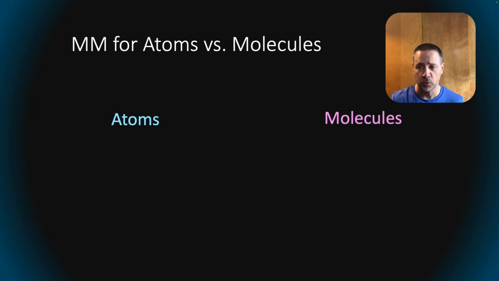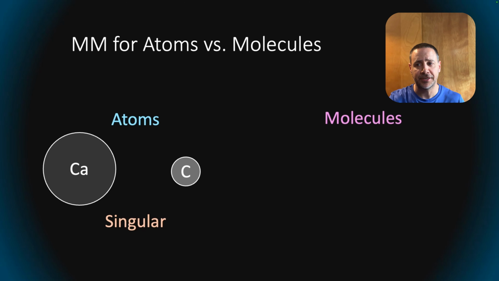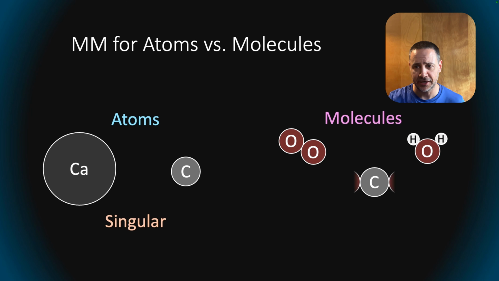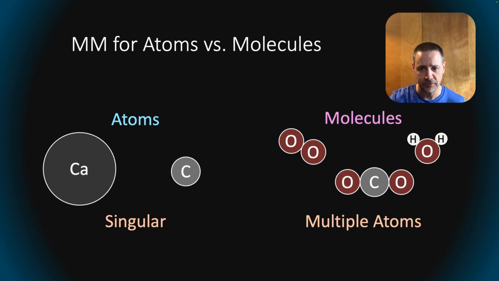Carbon and calcium are atoms. Although they contain protons, neutrons, and electrons, they're considered a singular substance as far as both the diagrams we're looking at and this type of conversion is concerned. Molecules contain more than one atom. They can be a single element, like oxygen, or comprised of different elements such as water and carbon dioxide. A molecule containing different elements is referred to as a compound. The important thing here is that each of these is made up of multiple atoms.